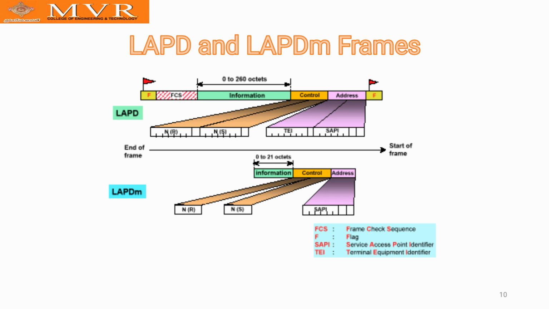TEI means terminal equipment identifier, SAPI means service access point identifier. Okay, so the controller can do the NR and NS. Here the end of the frames and start of the frame will happen. LAPDm has three modules: information, control and address. In the address we have SAPI. SAPI means service access point identifier, and the control has N(R) and N(S), for radio and signaling.